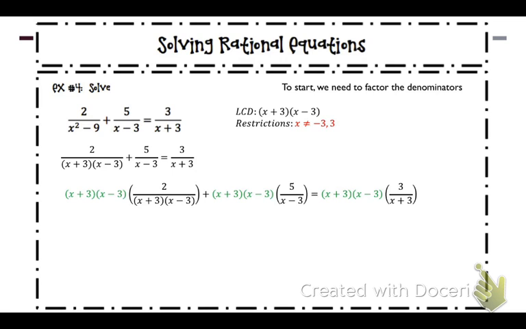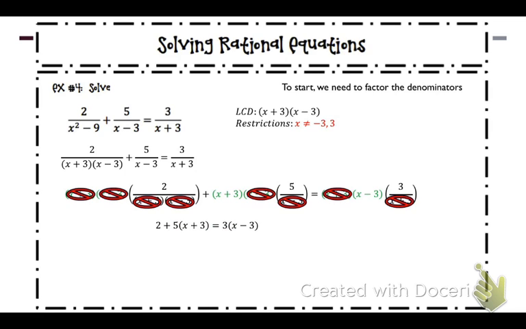Now I'm going to multiply that to each individual one. Okay? In the first one, everything cancels. X plus 3 and x minus 3 both cancel. Second one, x minus 3's cancel. Third one, x plus 3's cancel. So we're left with 2 plus 5 times x plus 3 equals 3 times x minus 3. Multiply that out. That's 2 plus 5x plus 15 equals 3x minus 9.